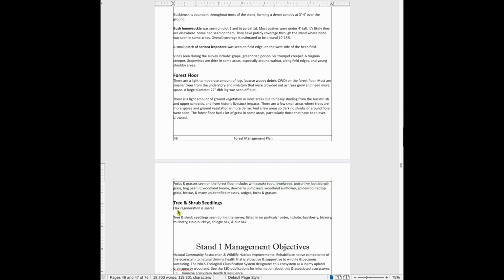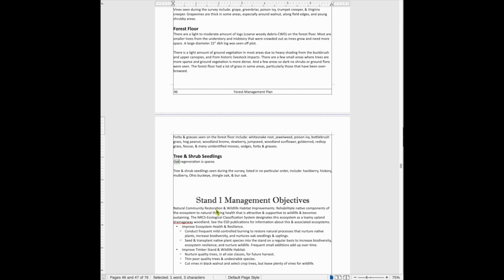Okay, and then we care a lot about oak regeneration, so there's always a note about how much I saw, and this is a really common statement. It doesn't change from plan to plan. Oak regeneration is sparse. And this is another reason why we utilize fire, because after fire, oak acorn germination rates go up a lot.